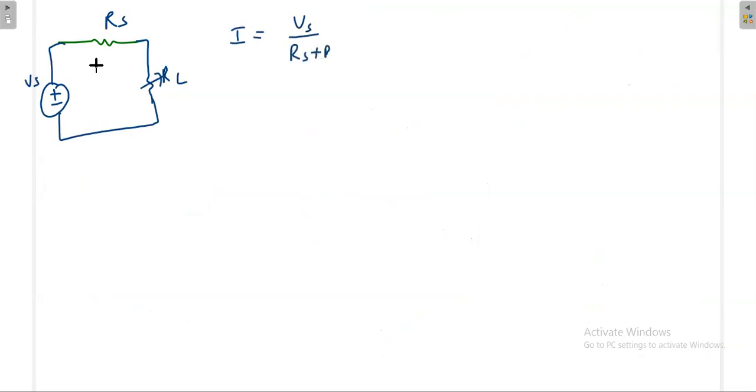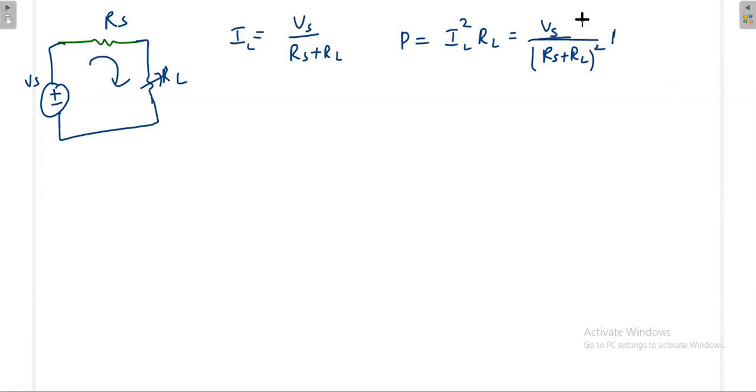Okay, again the I here is equal to the load current, because the current in the series loop is the same. Only one loop is there. Either you write IL or I, no problem, both are same. Then what is the power? Power is equal to I square RL. Now what is I square? Vs divided by Rs plus RL whole square, times RL. Okay, and Vs square. Now before going to the discussion, we'll make some analysis.